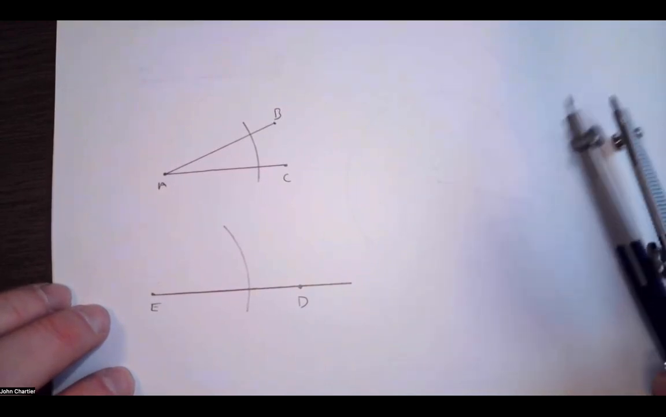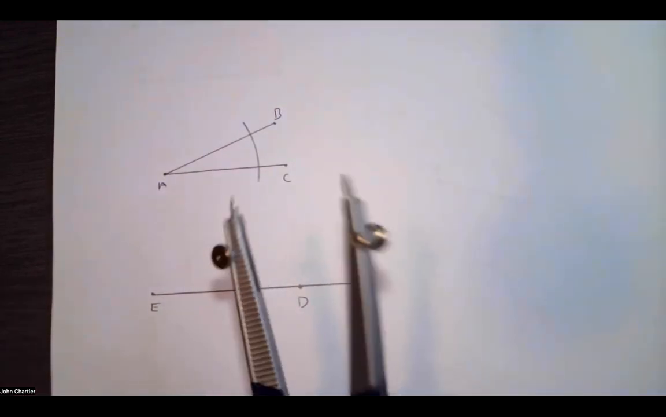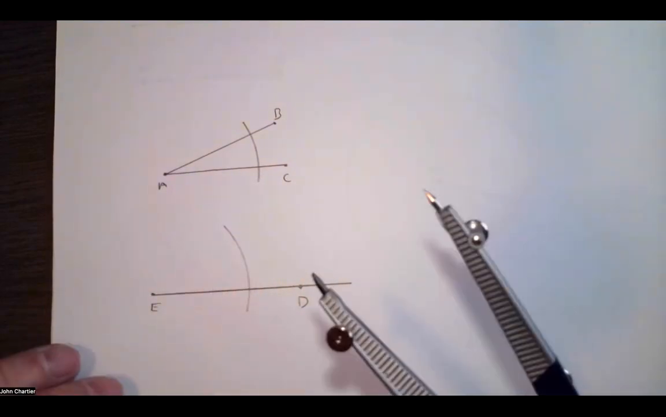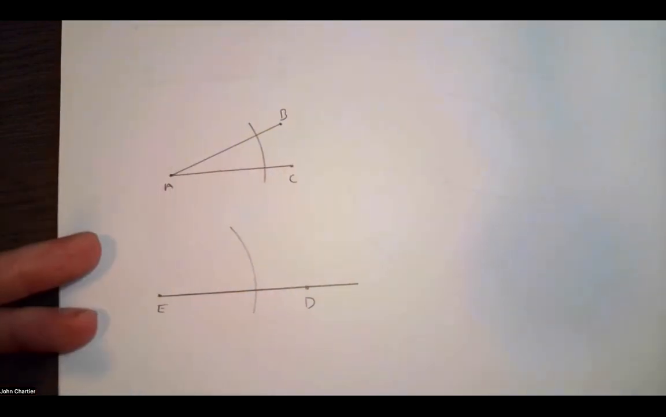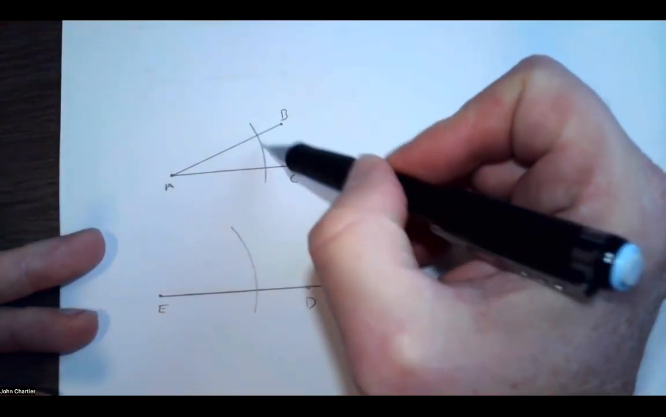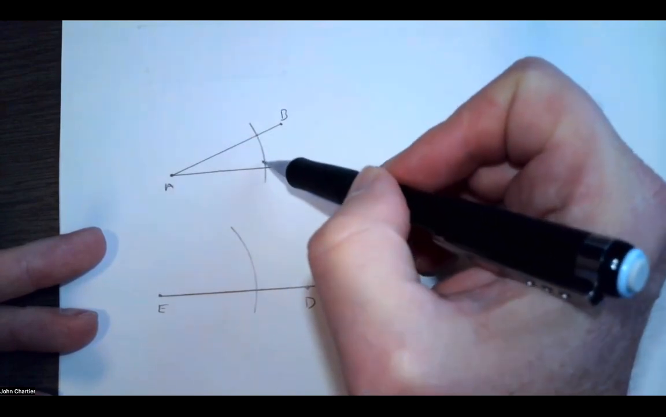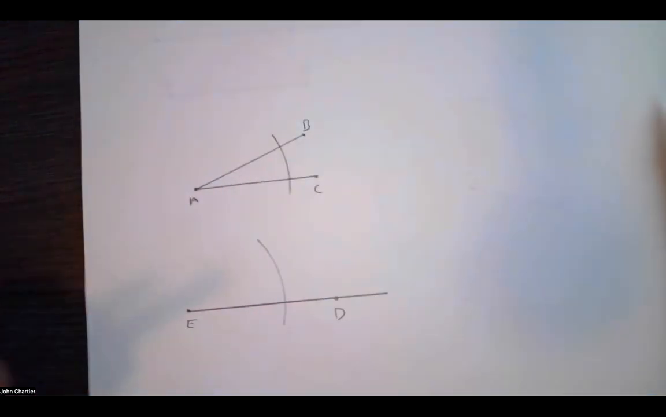All right, now here comes the part that's not tricky, but it's the part you might forget. So now I'm going to measure the distance. I'm going to touch this with a point, or I'll do it with a pencil. I'm going to measure this distance from here to here, with my compass.